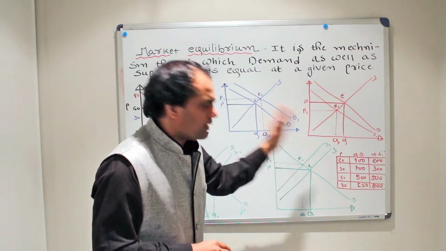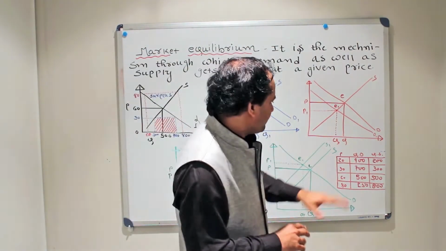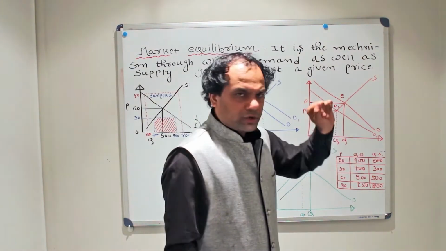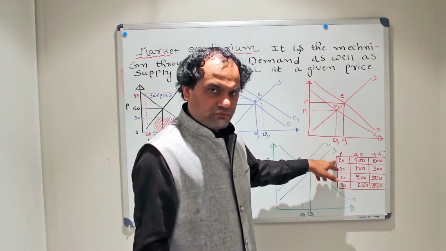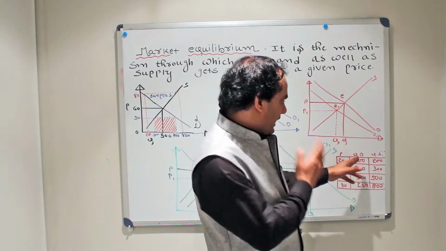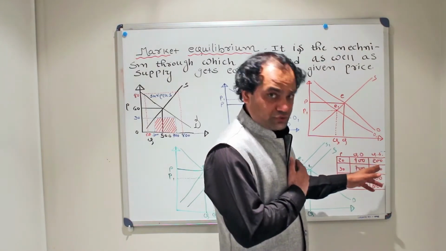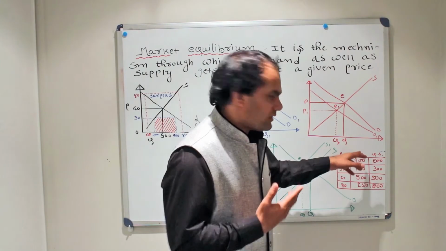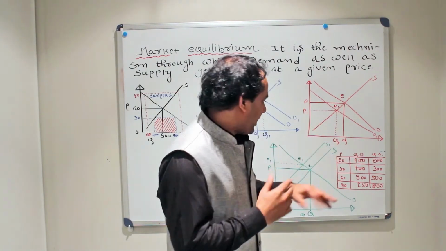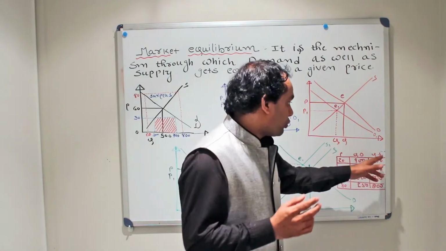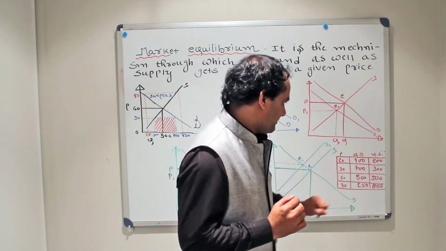Let's try to understand this from this chart here. In this chart we have three columns: price, quantity demanded and quantity supplied. When the price was $20, quantity demanded was 900 units and quantity supplied was 200 units. When the price increased to 40, as you know what happens when price increases, quantity demanded reduced to 700 but quantity supplied increased to 300.